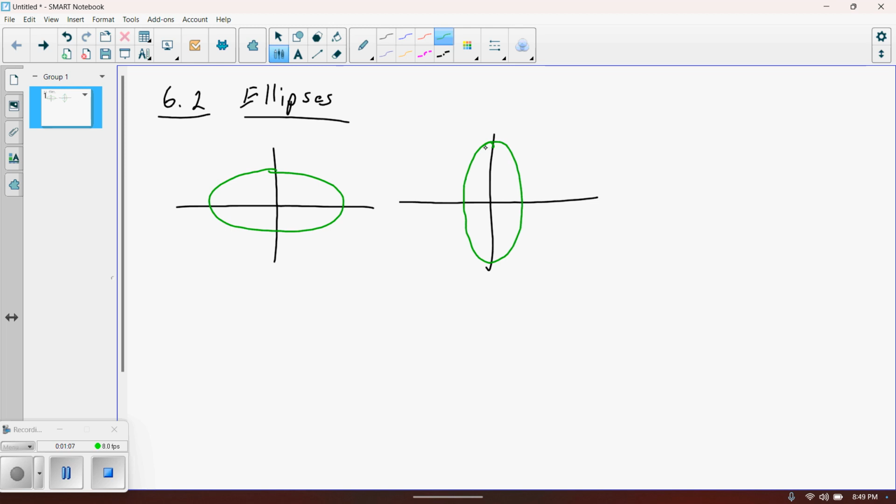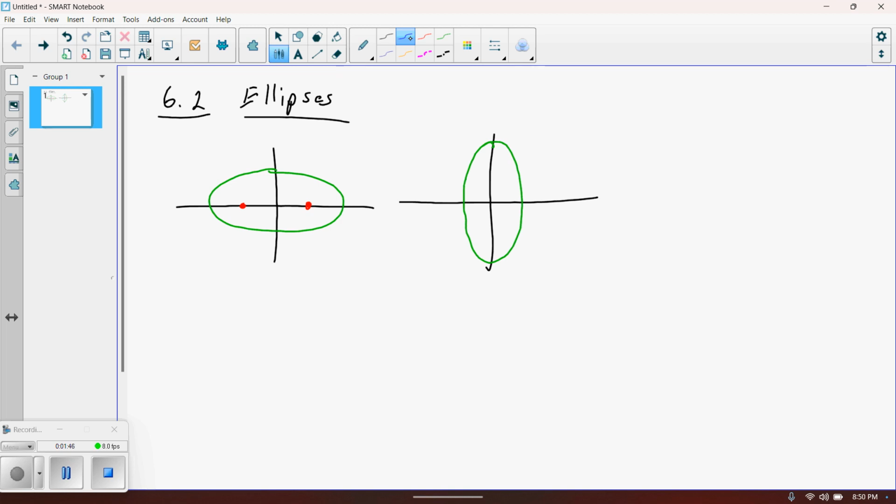So the actual mathematical definition of an ellipse is based upon foci. An ellipse has multiple foci, which is the plural of focus. In 6.1, we talked about the parabola. A parabola has one singular focus. An ellipse has multiple foci, and the definition is this: every single point along the ellipse has the same sum of the distances from the foci.